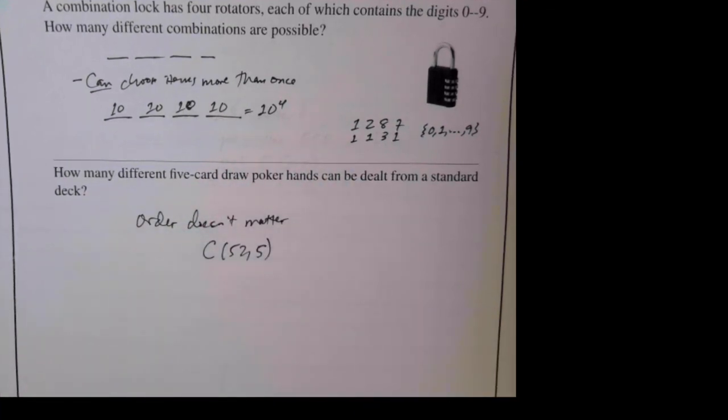You can do that out on your calculator if you want to see the number. It's about 2.5 million. All right, that's about it for the counting section.